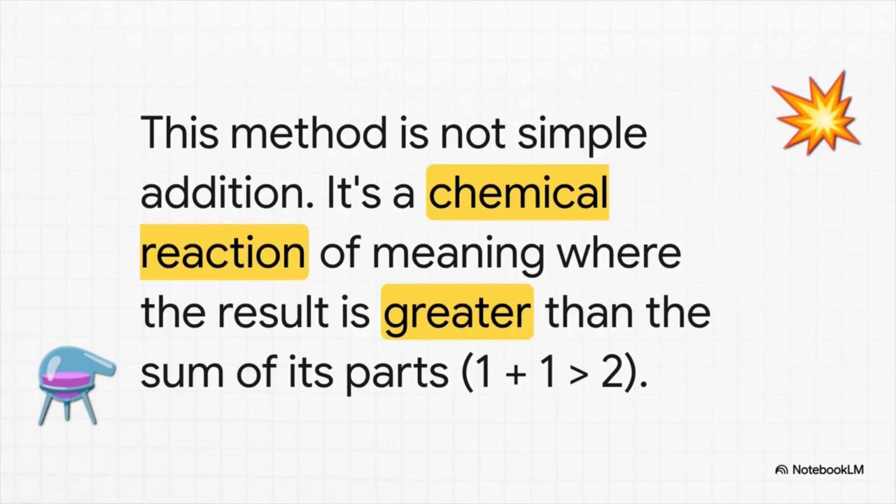So, here's the crucial point, the main takeaway from all this. The Huiyi method isn't just simple addition. It's more like a chemical reaction of meaning. A sun and a moon don't just equal two bright things. They create the abstract concept of brightness itself. A woman and a child create the feeling of good. The result is always, always greater than the sum of its parts.